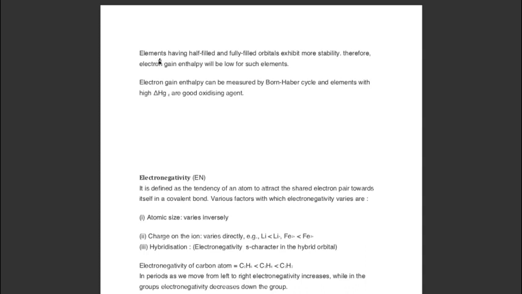Next factor is electronic configuration, on which electron gain enthalpy depends. Elements having half filled and fully filled orbitals exhibit more stability. Therefore, electron gain enthalpy will be low for such elements. Since these elements are in their stable form, they do not want to accept an electron, they do not want to disturb their stability, and hence their electron gain enthalpies are low. Electron gain enthalpy can be measured by Born-Haber cycle, and elements with high electron gain enthalpy are good oxidizing agents.